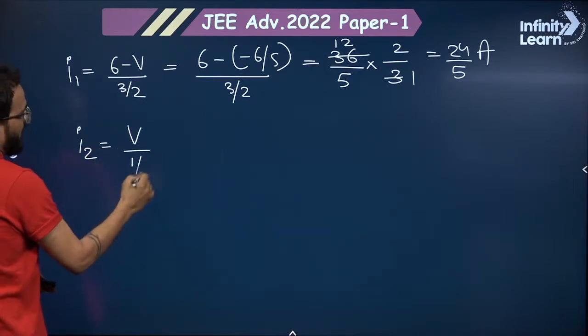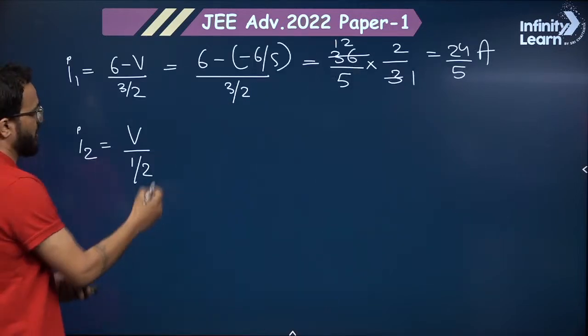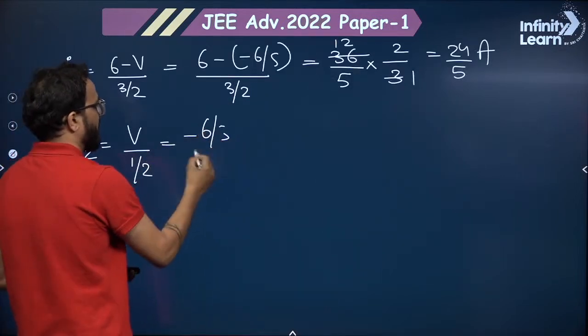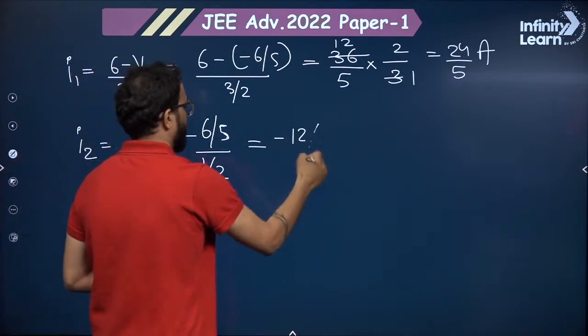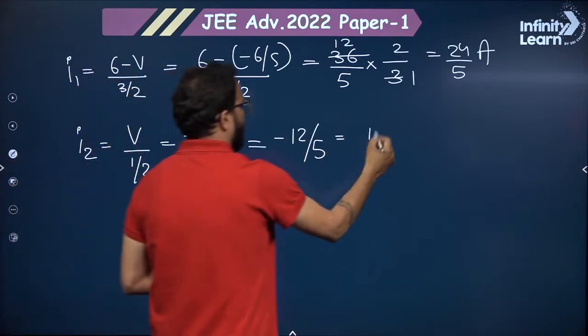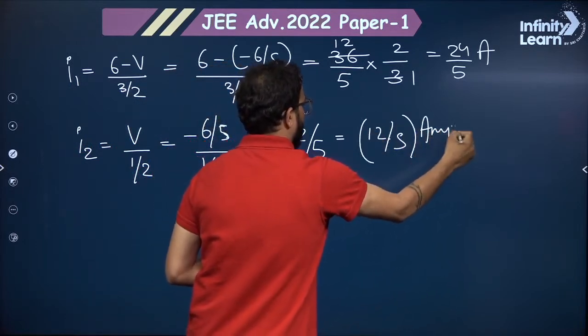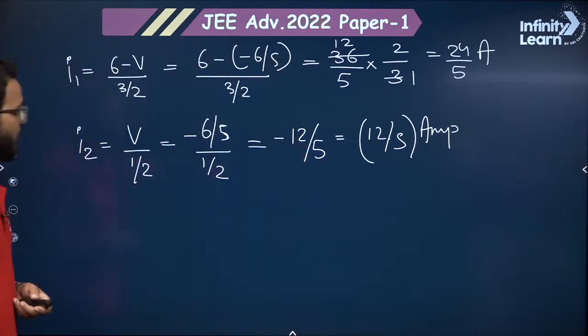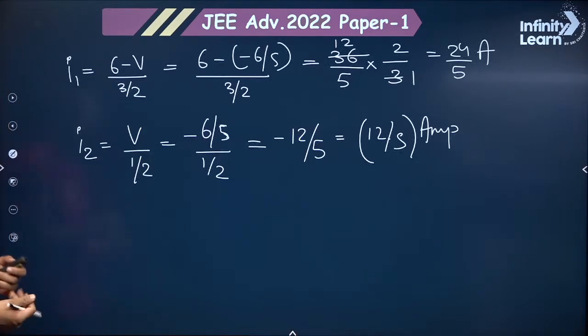I2 will be V upon half, right? So what is V? Minus 6 by 5 upon half. So it will be minus 12 by 5, or magnitude wise 12 by 5 ampere. Is it clear? This is 12 by 5 ampere.